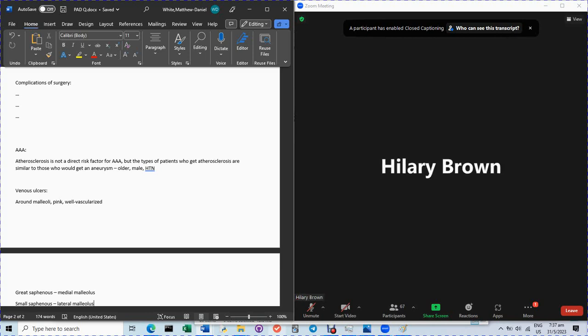All right. But if you see a pink, well-vascularized wound, including at the lateral malleolus, because I know the reason I say it is that I've heard students over the years come to the exam saying ulcers at the lateral malleolus are arterial. All right. So a nice well-vascularized wound that is pink at the lateral malleolus is also venous, due to incompetence in the small saphenous vein.